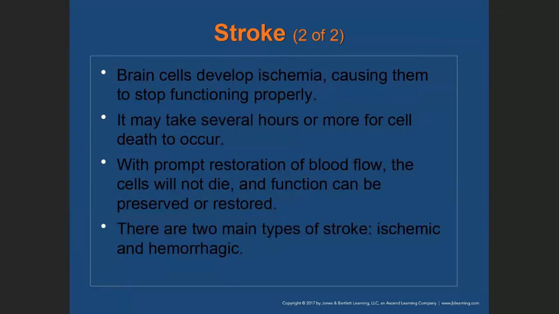So, the brain cells develop ischemia, causing them to stop functioning properly. It may take several hours or more for cell death to occur. With prompt restoration of the blood flow, the cells will not die and function can be preserved or restored. So time is brain. If you can get this patient to the hospital within 3 hours of the onset, they will have a good chance of getting back use or function of that area of the brain.